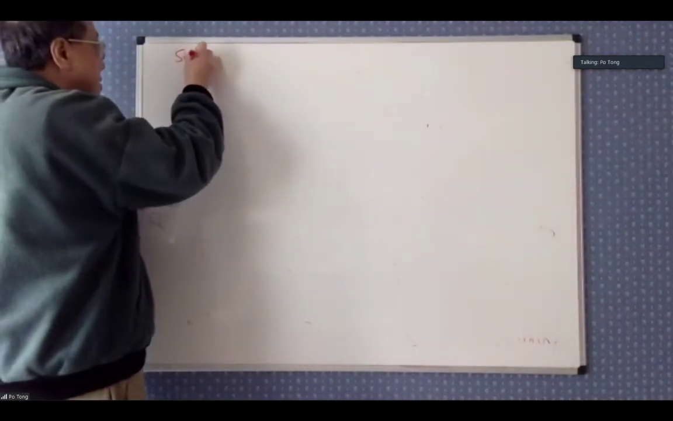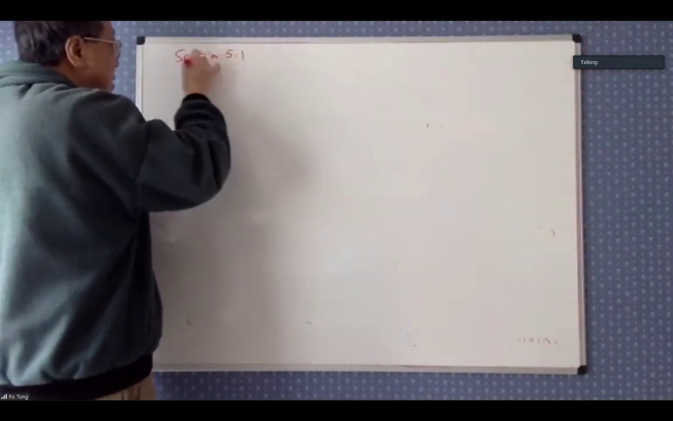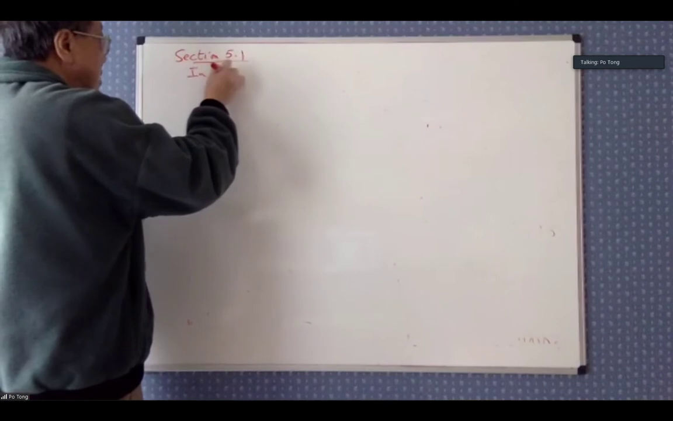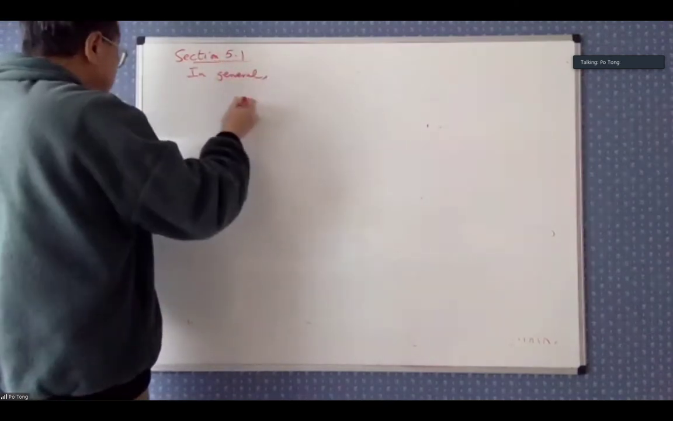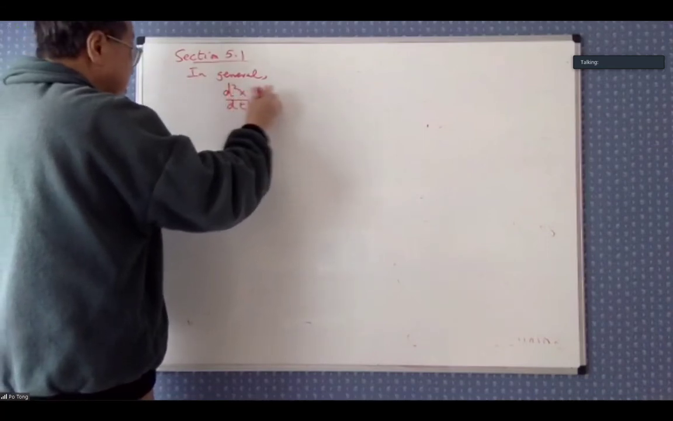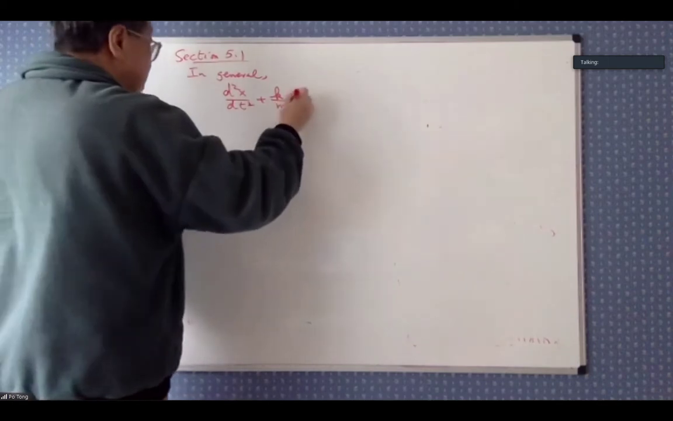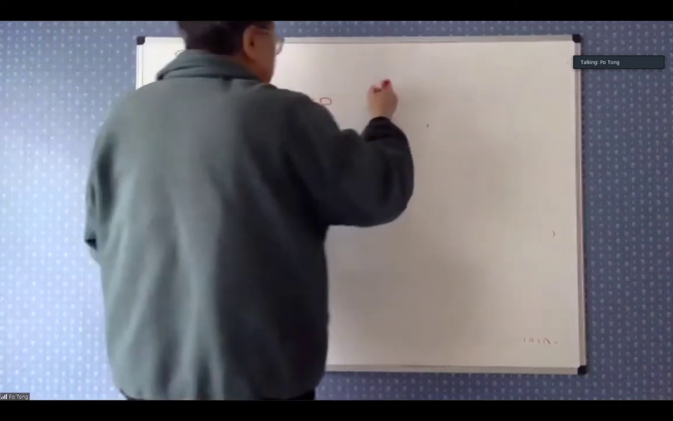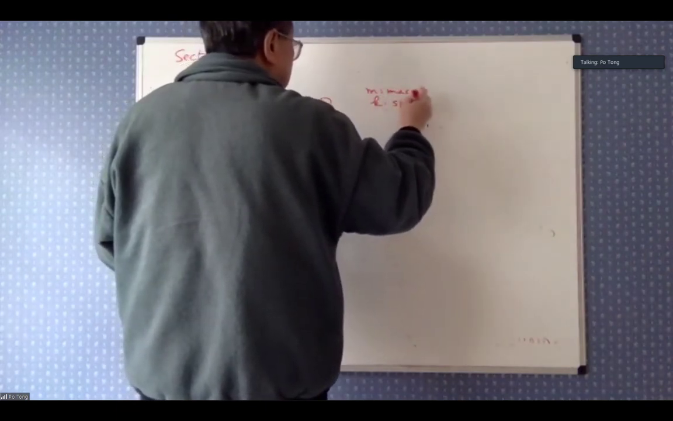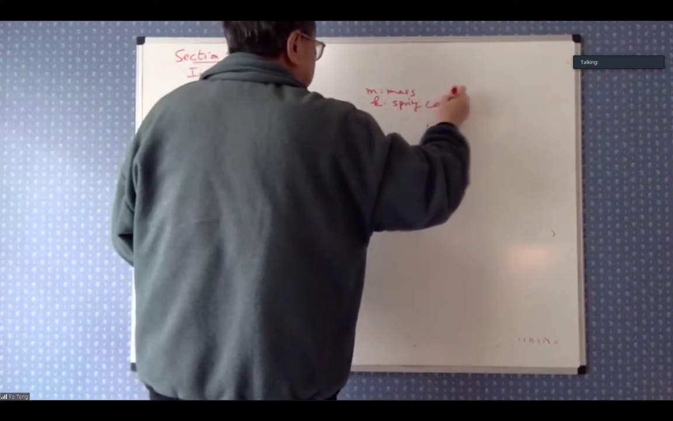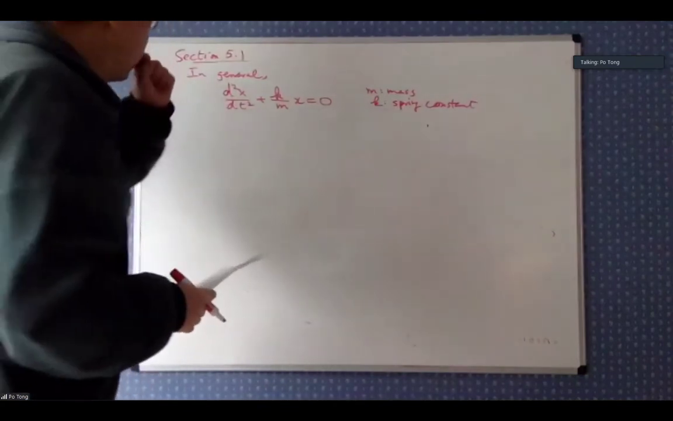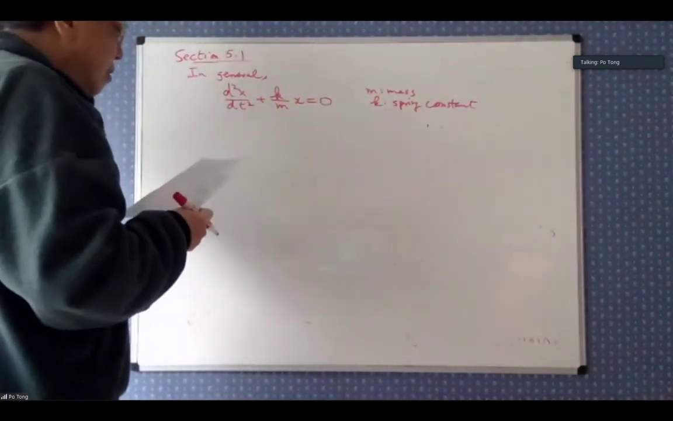Section 5.1. So we did an example last time, okay? So in general, the situation looked like this. M is the mass, K is the spring constant. It's essentially a recap of the example from last time.